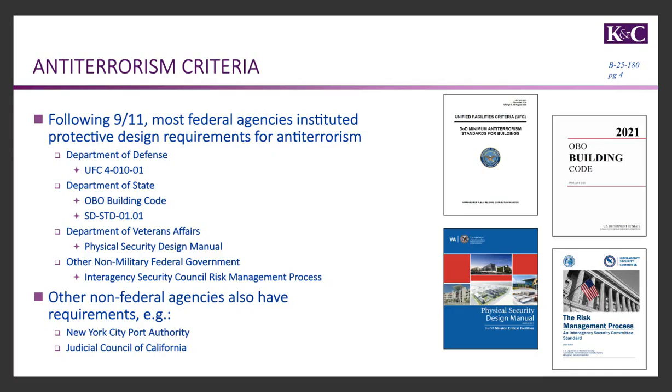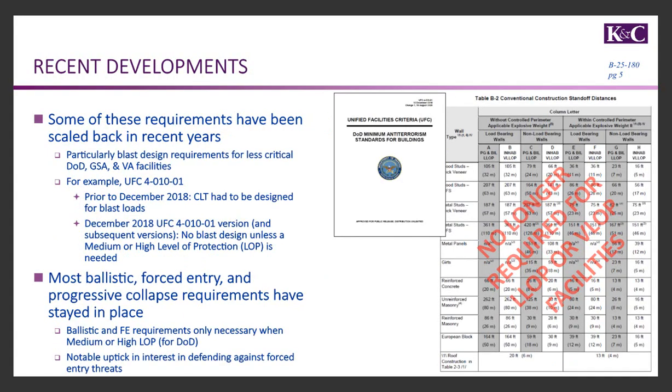GSA, a lot of different agencies. Basically every portion of the federal government had some level of interest in this for a time. And that wasn't just for federal agencies. There are certain municipalities and cities that have requirements. So the New York Port Authority is one example, and then Judicial Council of California is another.